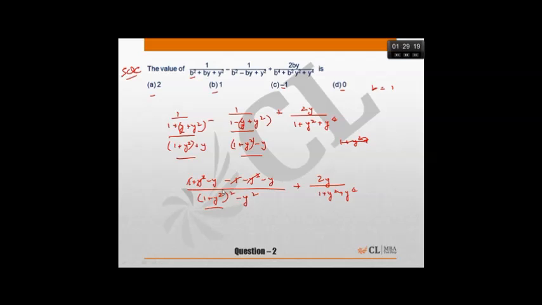Sorry, this will be minus 2y upon a square plus b square, which is y^4 plus 2ab plus 2y square, minus y square plus 2y upon 1 plus y square plus y^4. And this becomes minus y square goes, this goes, so 1 plus y square, y^4, sorry, this was y^4, this y square. So this is equal to minus 2y plus 2y, so this should be equal to 0. So question 2, correct answer D.